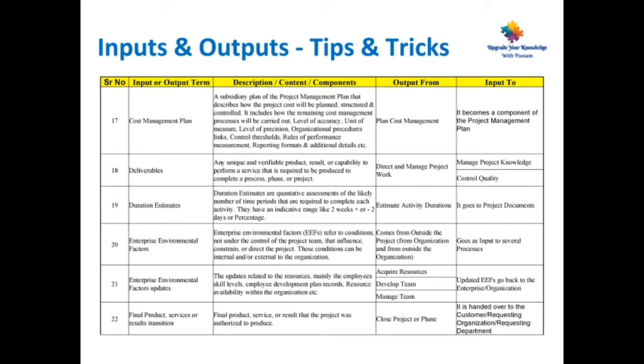Point number 22, final product, service or results transition. Final product, service or result that the project was authorized to produce. Output from close project or phase. It is handed over to the customer, requesting organizations or requesting department.